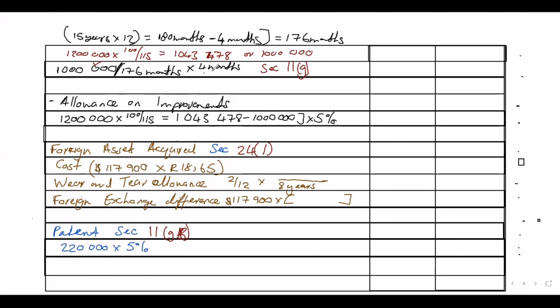Okay, let's repeat that part. SARS starts to give you the allowance. So in other words, you calculate these months from the time you brought it in. If it was brought into use by the 1st of December, we're going to exclude November. We're going to say December, January, February, March.